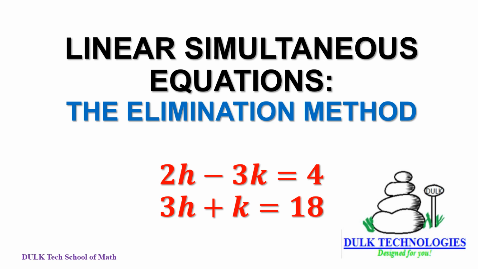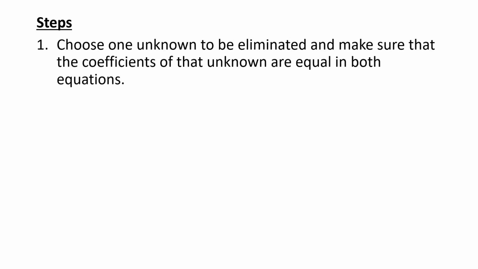Right, so we have a few steps that we have to follow. The first step is to choose one unknown to be eliminated and make sure that the coefficients of the unknown to be eliminated in both equations are equal. For example, if we decided to eliminate x, we have to make sure that the coefficient of x in the first equation is exactly the same as the coefficient of x in the second equation.